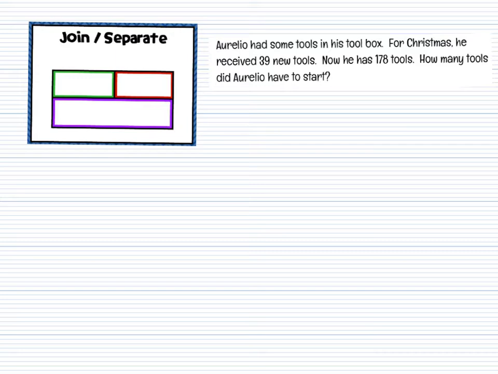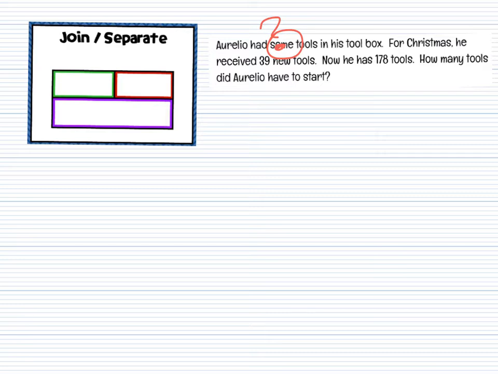Okay, so my structure's already set up. I have to go through my word problem, so let's figure out which operation we're using. Aurelio had some. Remember? Ding. That's when we're stopping, because every time we see "some," it is not a number. So what am I going to put there? Good. A question mark.